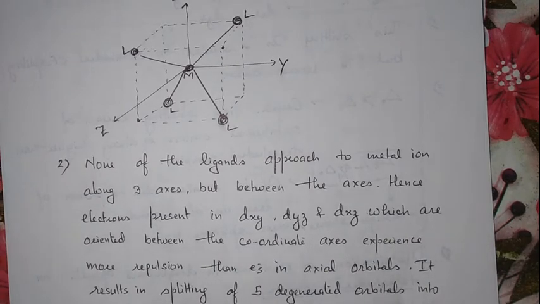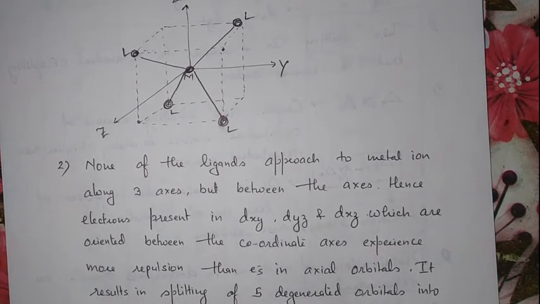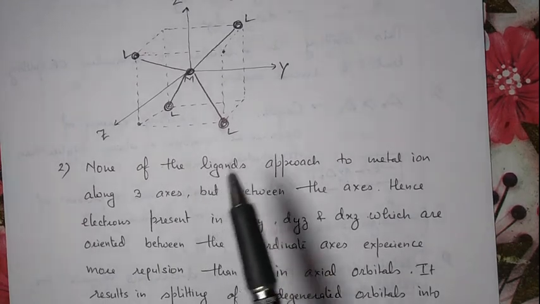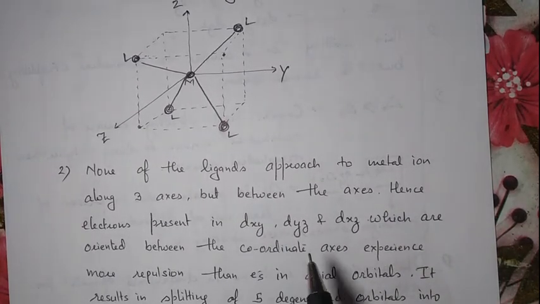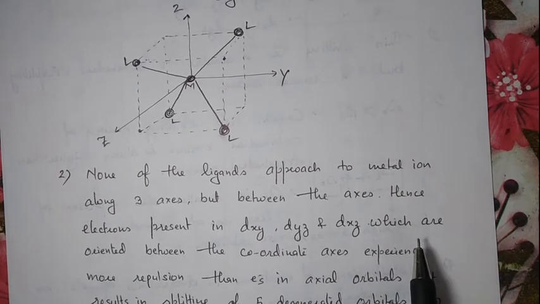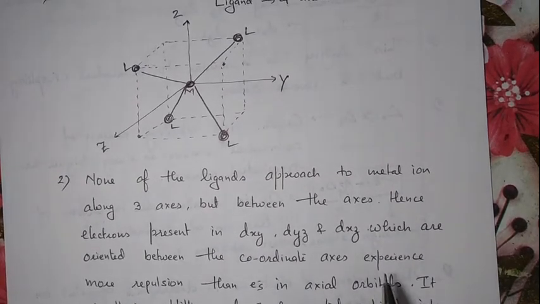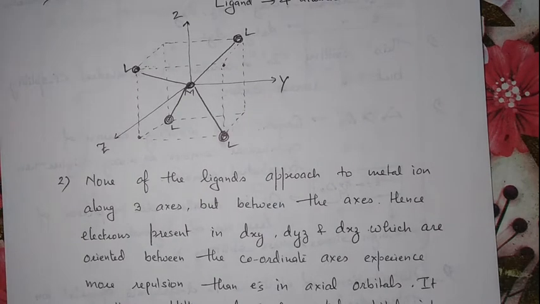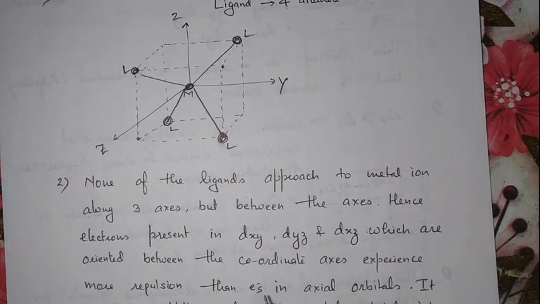Hence, when the ligands approach, the electrons present in the non-axial d orbitals, that is dxy, dyz and dxz, which are oriented between the coordinate axes, experience more repulsion. The repulsion between electrons in non-axial orbitals and the ligands will be more than between electrons in axial orbitals and the ligands. As a result, the splitting of these 5 d orbitals occurs in a different way.